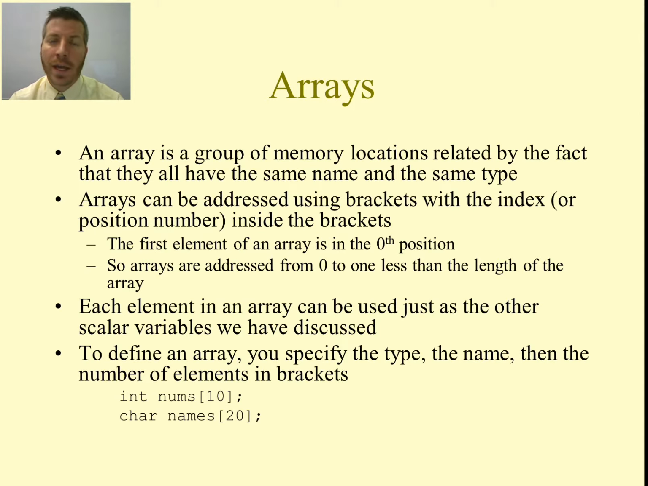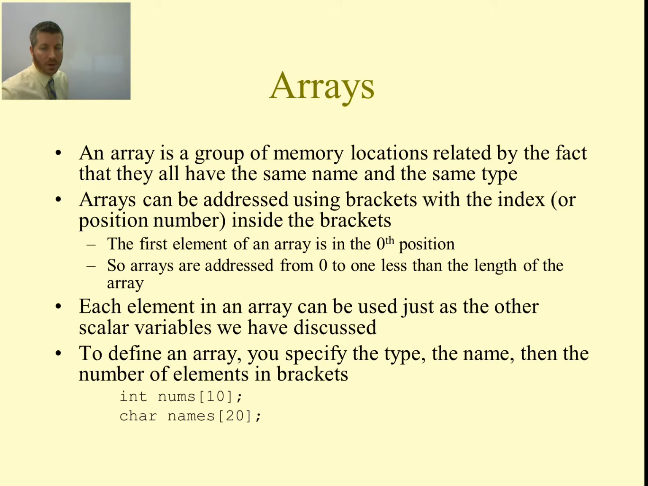If we have an array of a structure, as you'll see in the future, then each element is going to be a structure. So just keep in mind that each element is going to be of the type of the array, and it's just an individual variable, just like what we have already discussed. To define an array, you specify the type, the name, and the number of elements in brackets. So take a look at what we have right here: int nums[10] and char names[20].